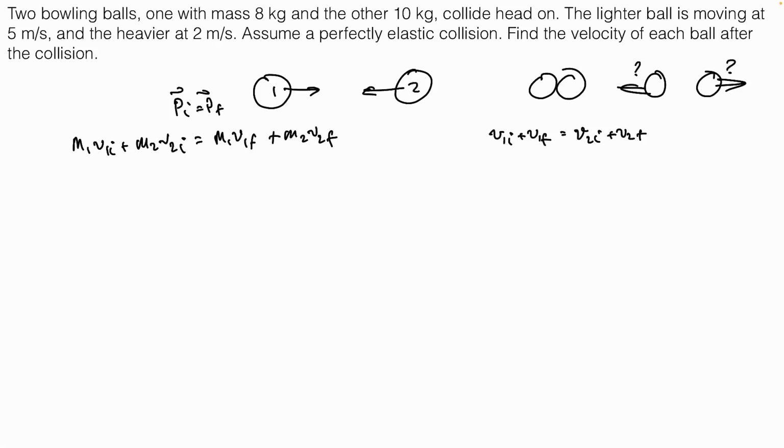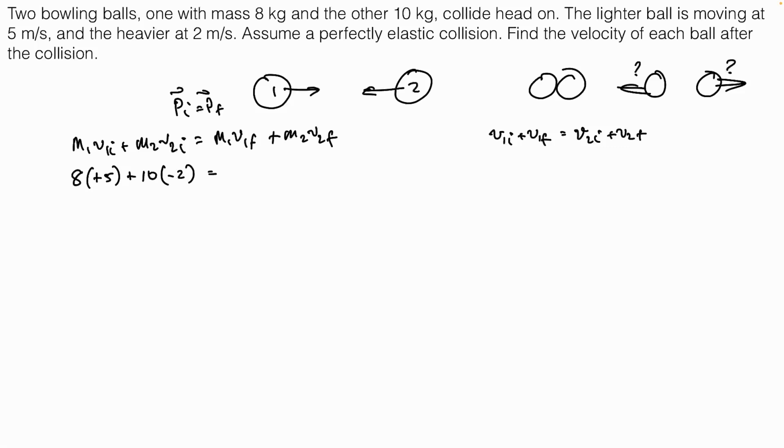So, what's M1? 8. What's V1 initial? Careful. Plus 5. Why am I going to put plus 5 in? It's going to the right, and I want to remind myself that I need to do directions. Plus M2, which is 10. It says the heavier one's going at 2 meters per second, but what am I going to put in? -2. Got to get the directions right.